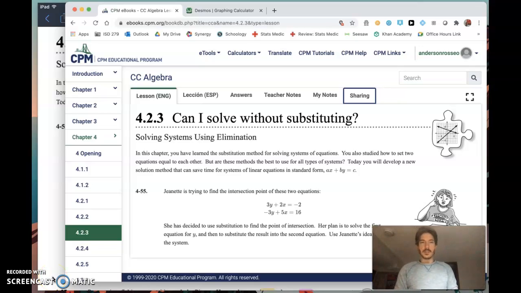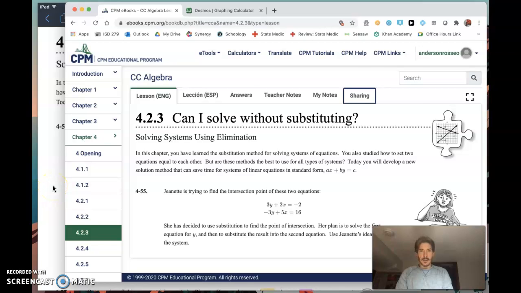Today we're going to talk about section 4.2.3 from our CPM Common Core Algebra textbook, and our goal today is to investigate a method beyond substituting and beyond graphing. We're going to talk about a method called the Elimination Method, when we can use it, and why it might be helpful for us. Again, this is our CPM Common Core Algebra book. We are in section 4.2.3, and the first problem we're going to tackle is problem number 55 here.